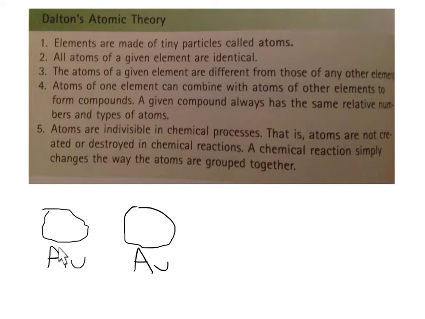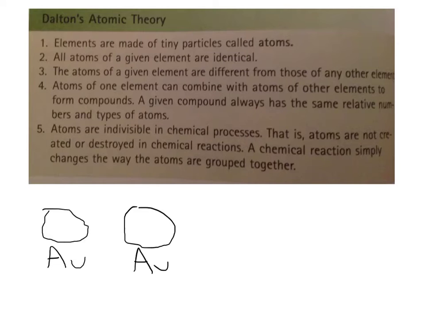Anyways, all the atoms of a given element are identical. So in this chunk of gold, there are billions and billions and billions of atoms. More than billions and billions and billions. Just a countless number. Yet every single one of them, if you could imagine you could reach in and pick any atom out, would be exactly the same.